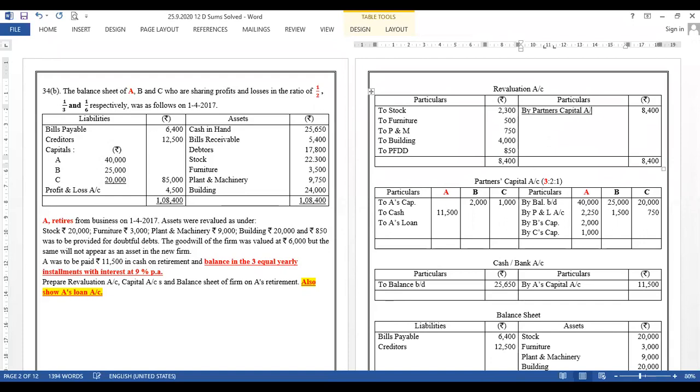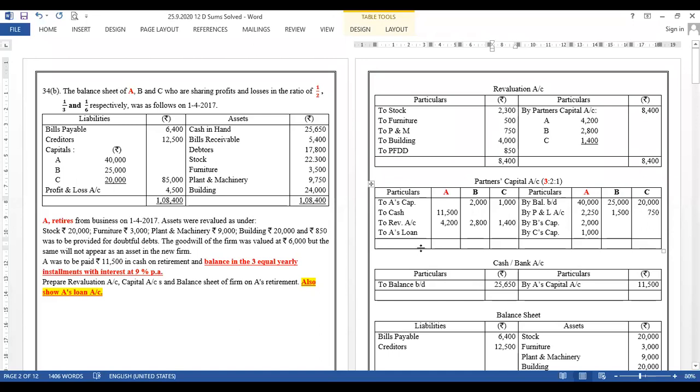The loss goes to the partners' capital accounts, where all the partners A, B, C will be there, in the old ratio. The ratio we all know is 3:2:1. 8,400 divided by 6 gives 1,400. Being a loss, it has to come over here. To revaluation account: for A, this is 4,200; for B, this is 2,800; for C, this is 1,400.